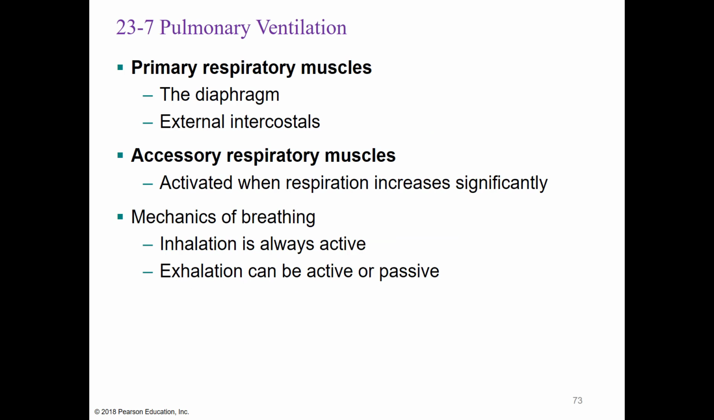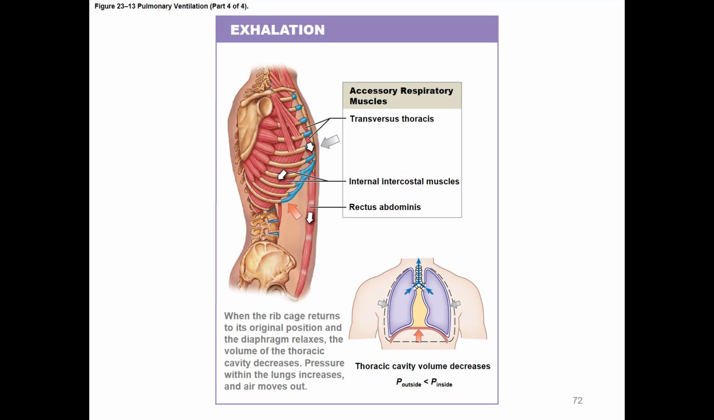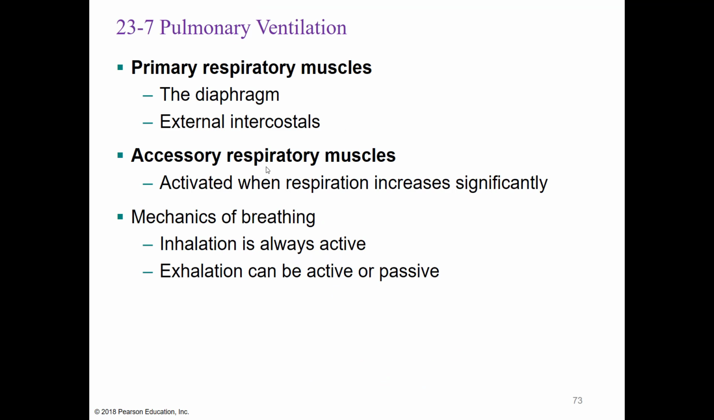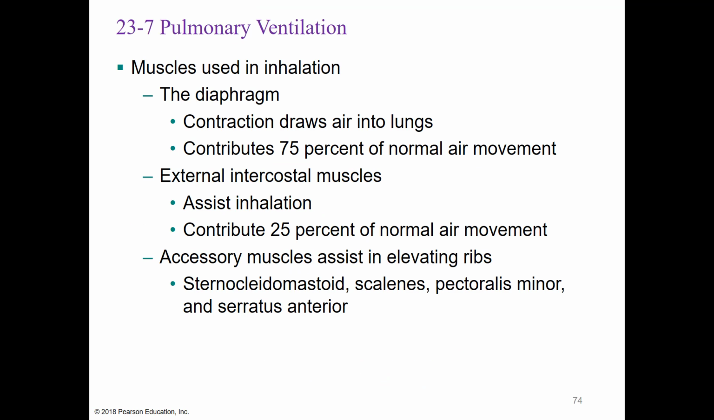So let's look at a few of these if we have them in our drawing. So here are the scalenes, sternocleidomastoid, pectoralis minor, and serratus anterior. So those are all going to pull on the rib cage when we have more active or forced breathing to make the chest move even more dramatically.